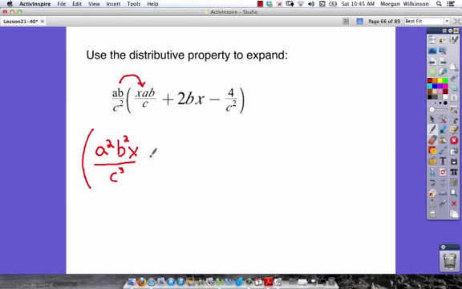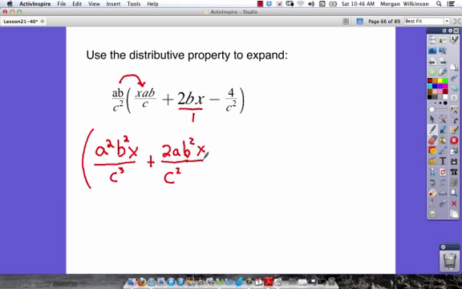We're going to add. Remember, 2bx is the same thing as 2bx over 1. So our denominator here is easy. c squared times 1, that must be c squared. We have ab times 2bx. Well, that must be a 2, then we must have an a. We've got b times b. That's b to the second power times x.